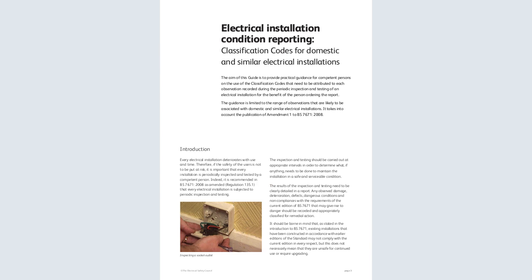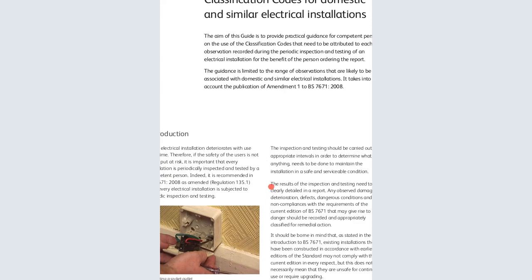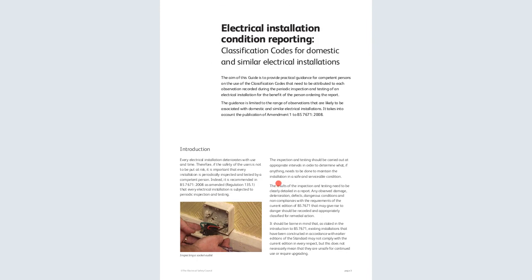So today I'm going to take you through the electrical installation condition reporting. Installation condition reporting, that is the classification codes for domestic and similar electrical installation. I said installation reporting, that is for inspection and testing, is normally general, but we are going to look at now this special installation. So we start.